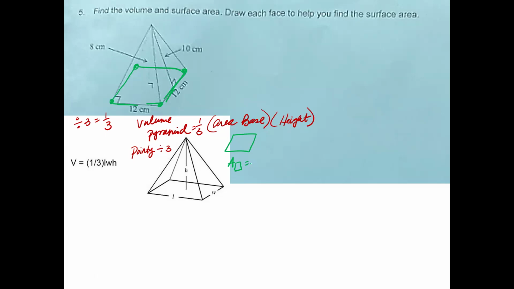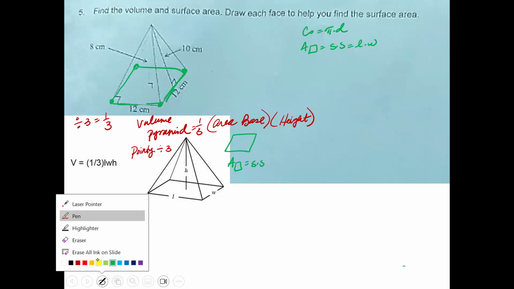Height times diameter. Oh my gosh, no, that's the circumference of a circle. What's the area of a square? It's just side times side, isn't it? Or length times width. Side times side. So what's your side here?